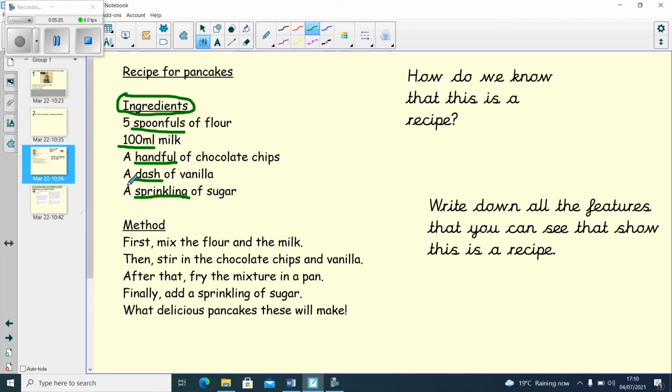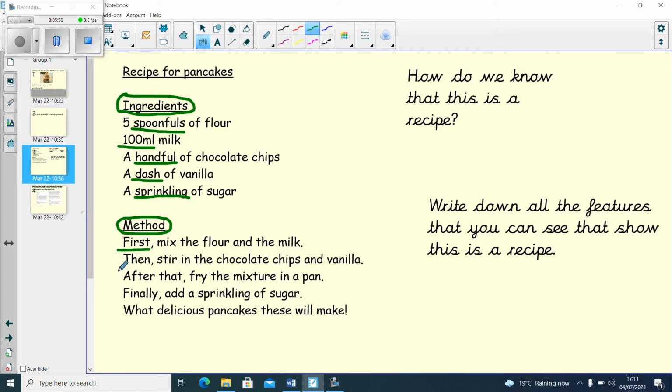Okay, so we also know that this is a recipe because we follow something called a method. So this is another subheading. And in our method, it is telling us exactly what we need to do in order to make the item, the food. And we need to make sure that we follow the method in order. So we have to do it step by step. And we can see that we have some words here.